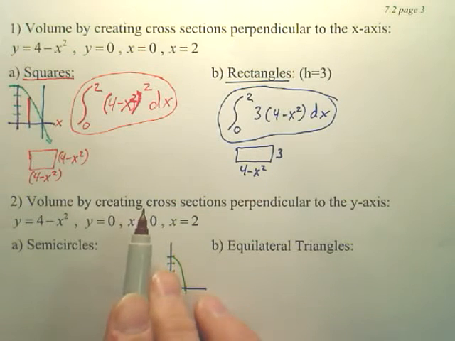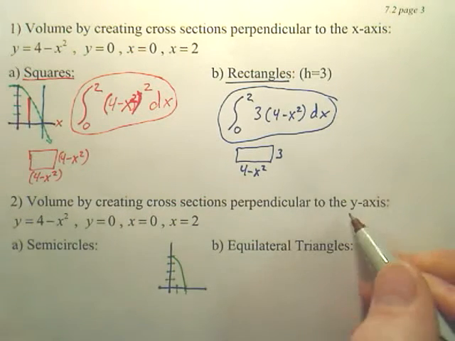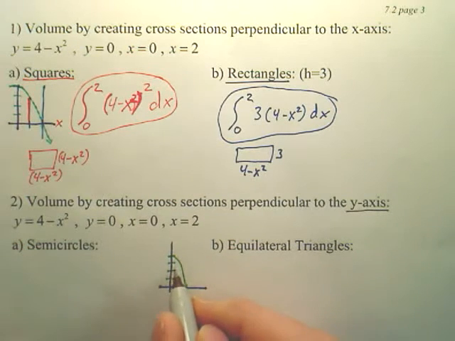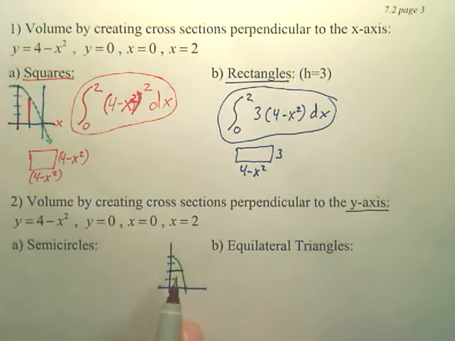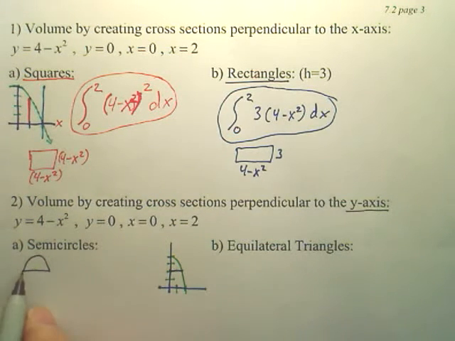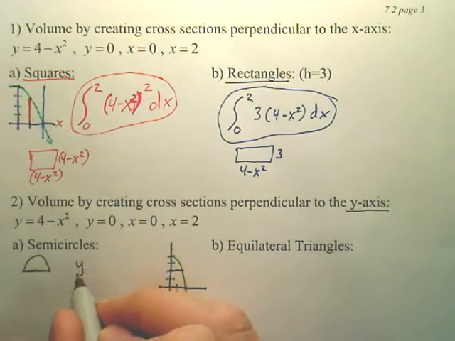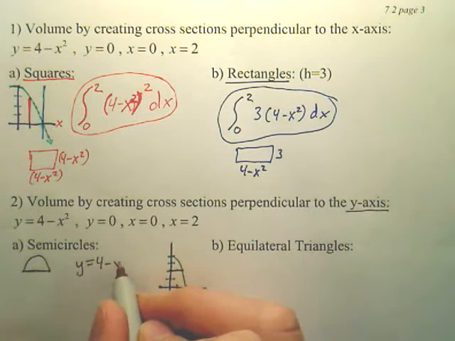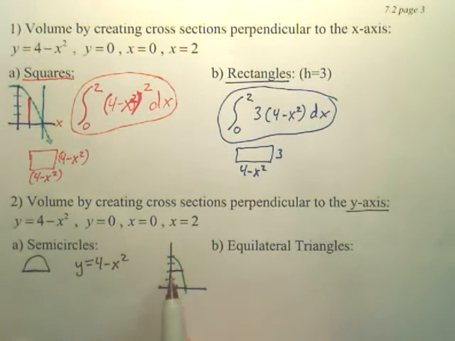If I want to find the volume, creating cross sections perpendicular to the y-axis, what you're going to realize is you're making cross sections like that. The cross sections are perpendicular to the y-axis, and these cross sections are going to create semicircles. Semicircles will look like this. Now, this length right here, isn't that simply this equation solved for x? So the first step is we're going to have to take this equation and solve for x because our graph is now going this way.